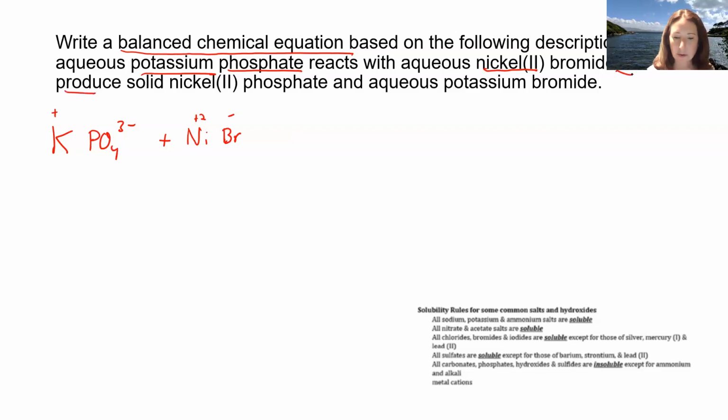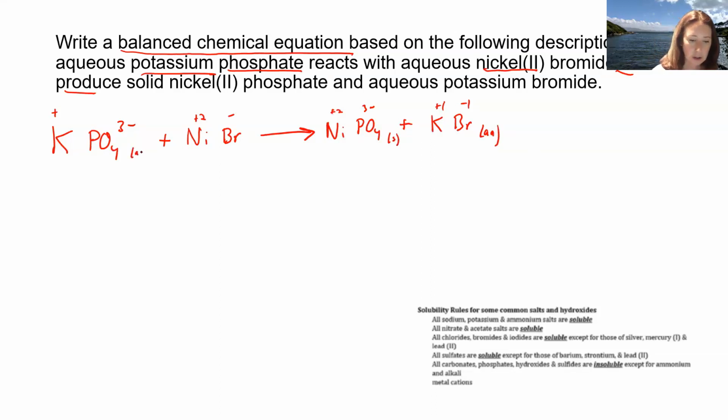To produce, that's our arrow, solid nickel +2 phosphate, and aqueous potassium bromide. And this one says this is going to be a solid, and this one is an aqueous. And it said this one was aqueous, and it also said this one was aqueous.